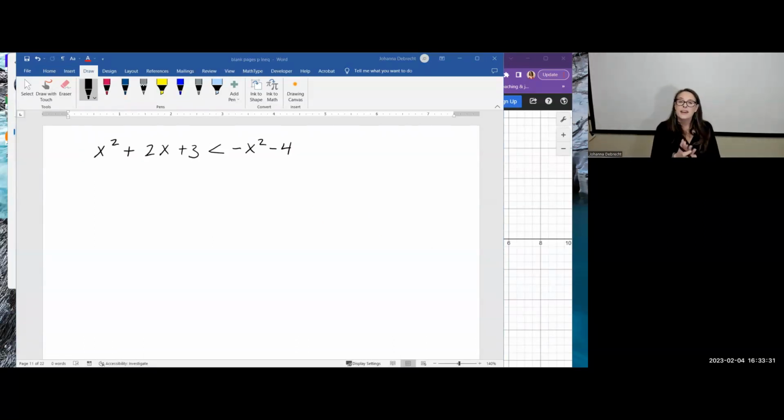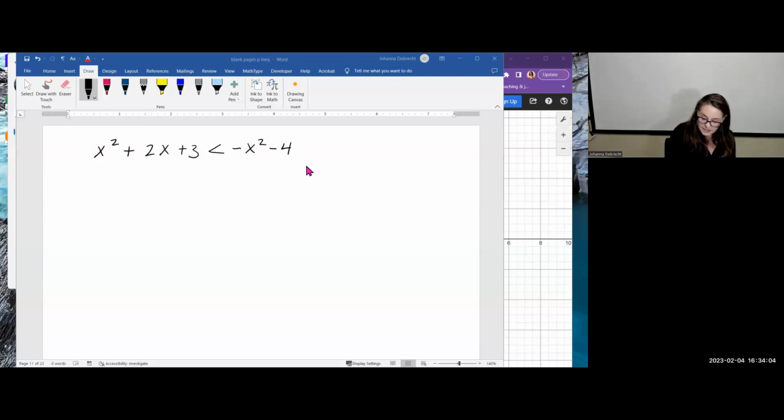Okay, I've created my special problems for you to show some special cases of what can also happen. In this particular problem, we're looking at two parabolas, x squared plus 2x plus 3 and -x squared minus 4. Now we want to know when the parabola x squared plus 2x plus 3, which opens up, is less than -x squared minus 4, which opens down. Let's go ahead and solve this algebraically, and then we'll look at Desmos to see what it means.